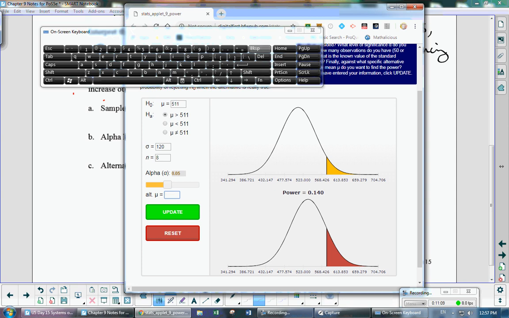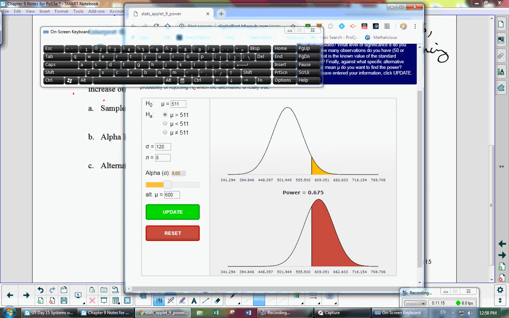So what happens if I change this? If I go instead of 535, what happens if we have a 600 average out of those 8 people? Ooh, now we're definitely cooking. And why would that be? Well, again, think about what happens when we increase sample size. If we increase sample size, we're increasing the number of standard deviations, because the standard deviations go smaller.